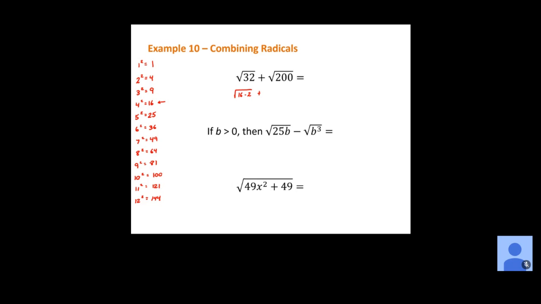Okay. Now I'm going to come over here to the square root of 200. Again, I'm looking down my list. I've got a few options here, but you always want to try to find the largest value if possible. And 100 would be the largest value that is a factor of 200. So I can rewrite this as the square root of 100 times 2.